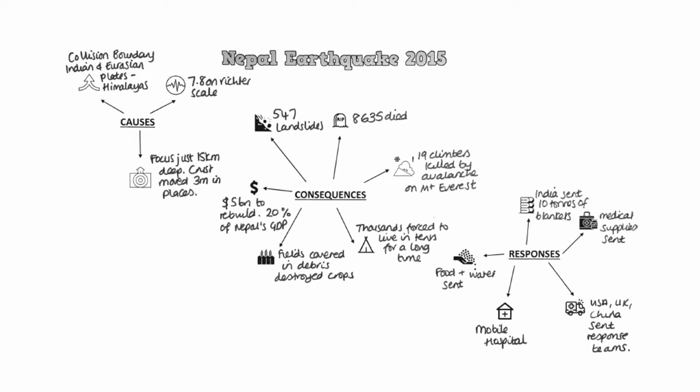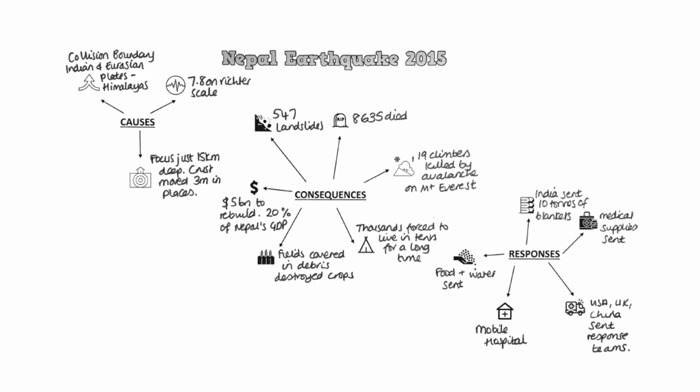8,635 people died. 19 climbers died on Mount Everest where there was an avalanche. The fields were covered in debris, which destroyed farmers' crops, so they couldn't make money from their land. It cost them $5 billion to rebuild, which is 20% of Nepal's GDP. That meant they didn't have that money to spend on infrastructure, on schools, on hospitals, on developing their country. And thousands of people were forced to live in tents for a very long time. Lack of sanitation, lack of running water, diseases spread very quickly through those tented cities, and more people died as a result.